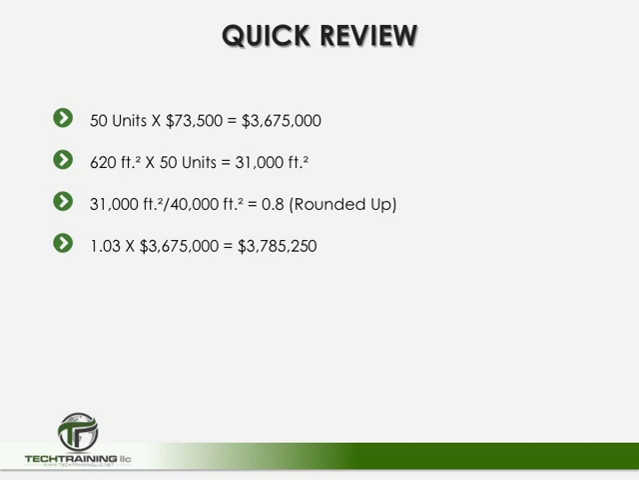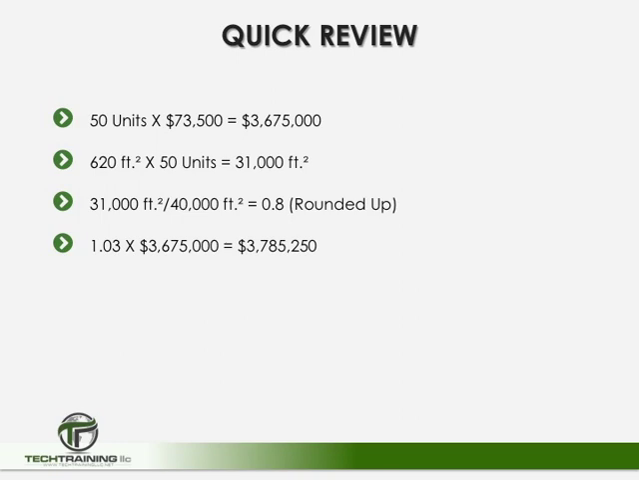So just a quick review of how we've come up with this number so far. Again, we started off with a motel, and we wanted to build a motel with 50 units. To adjust for quality, we used the $73,500 per unit. This here was the 3/4 range from the cost, gave us a base of $3,675,000. We adjusted our size by taking the 620 square feet per room times the 50 units, gave us 31,000 square feet. But the typical motel was 40,000 square feet, which gave us a size factor of 0.8. This size factor gave us a cost modifier of 1.03, which gave us a new base price of $3,785,250. We just adjusted for New York.